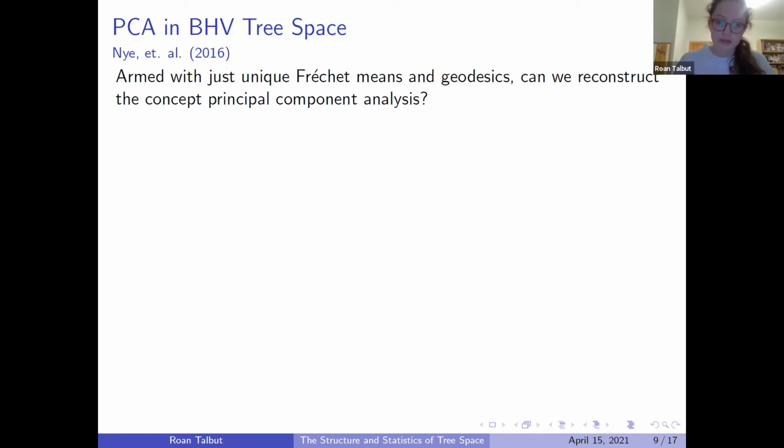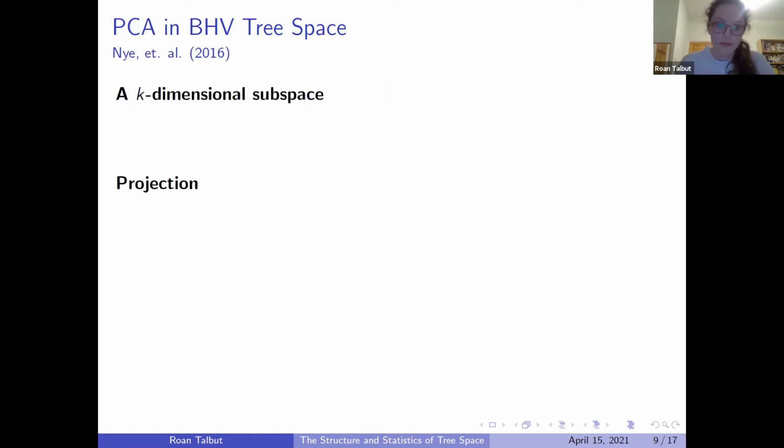So we're going to try and reconstruct the concept of principal component analysis, which is basically about trying to capture what our data looks like using fewer dimensions. There are two ingredients that we need to consider: what it means to have a lower dimensional subspace of our tree space, and then some sense of projection to take our data points, which aren't necessarily in that subspace, into the subspace whilst losing as little information as possible.